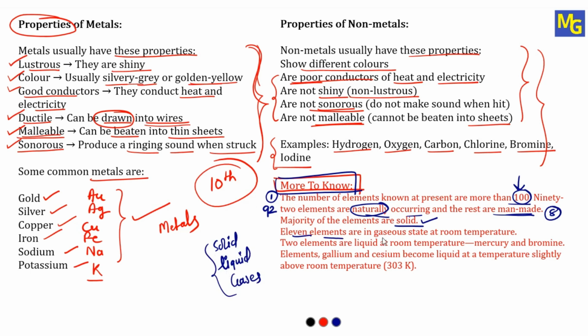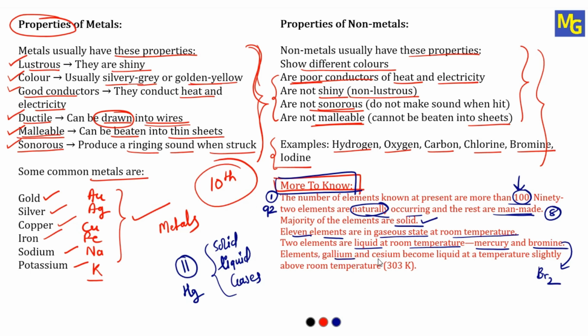11 elements are in gaseous state at room temperature. So at room temperature, out of 100, 11 elements are in gaseous state. Two elements are liquid at room temperature, that is mercury and bromine. So at room temperature we can see that mercury, it is nothing but Hg, it is a metal which is in liquid state, and bromine, that is Br2, it is a non-metal, it is also in liquid state.